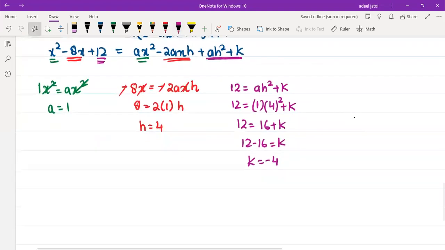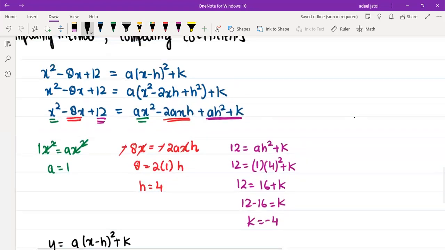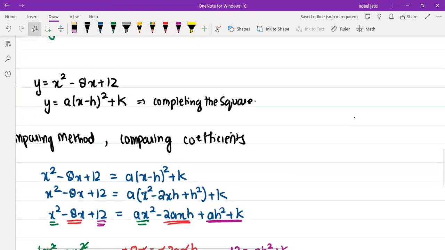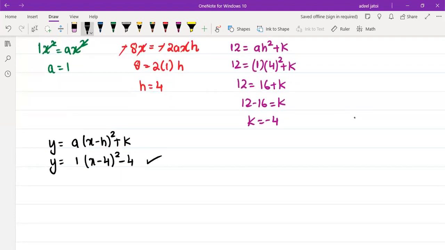So if I say that your equation, which was y is equal to a x minus h whole square plus k, this can be written as 1 x minus 4 whole square minus 4, because of the given question of quadratic changed to what? Completing the square form. And this is known as what? Your completing the square form in terms of a x minus h whole square plus k.